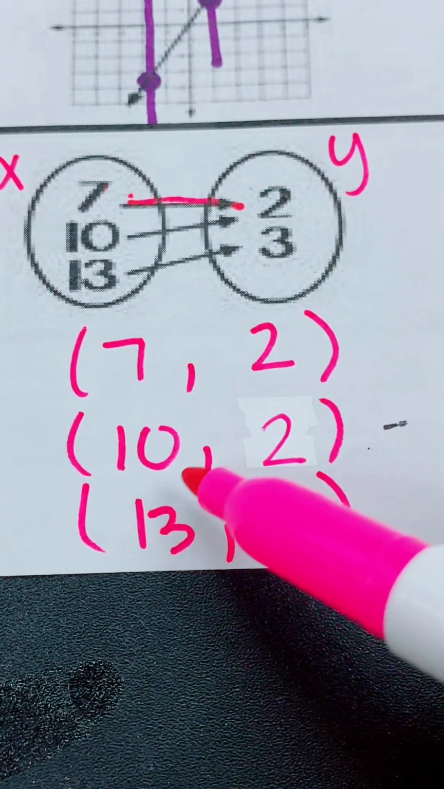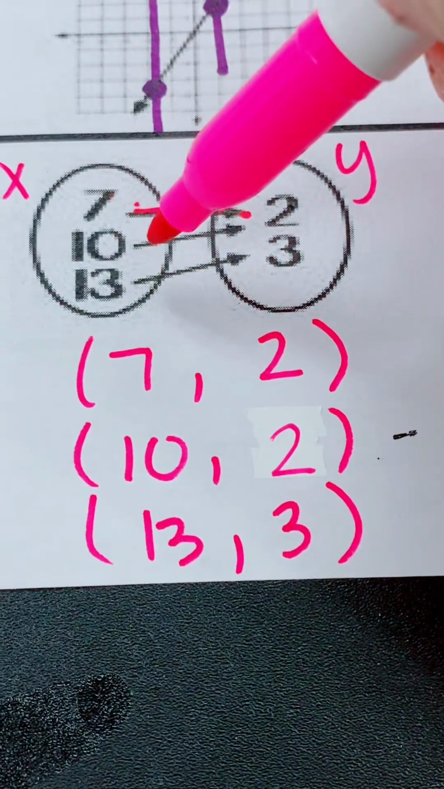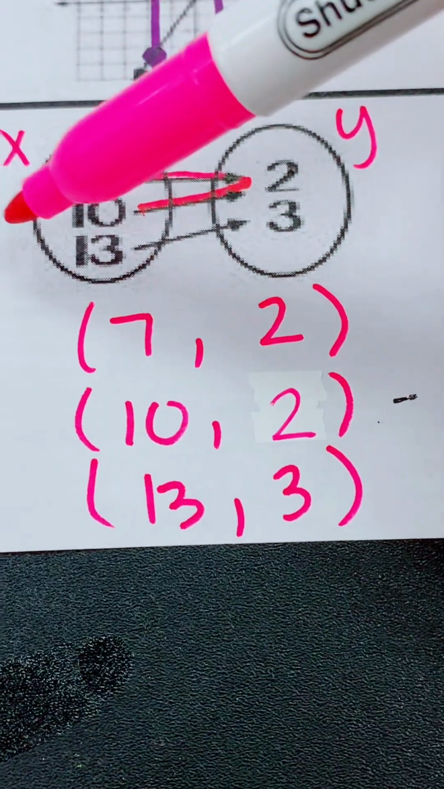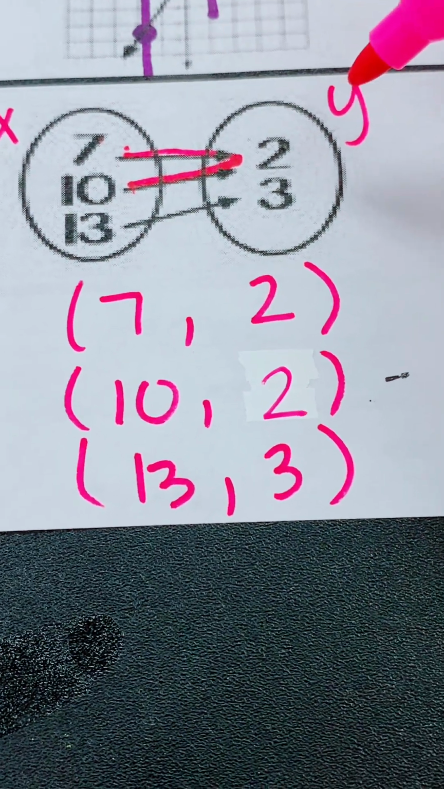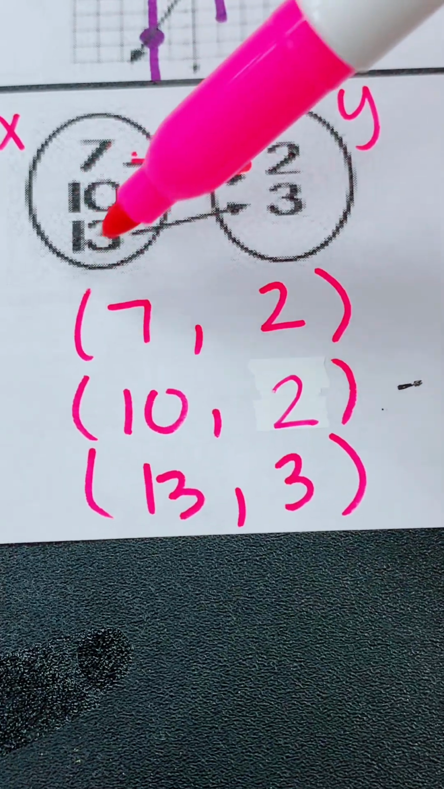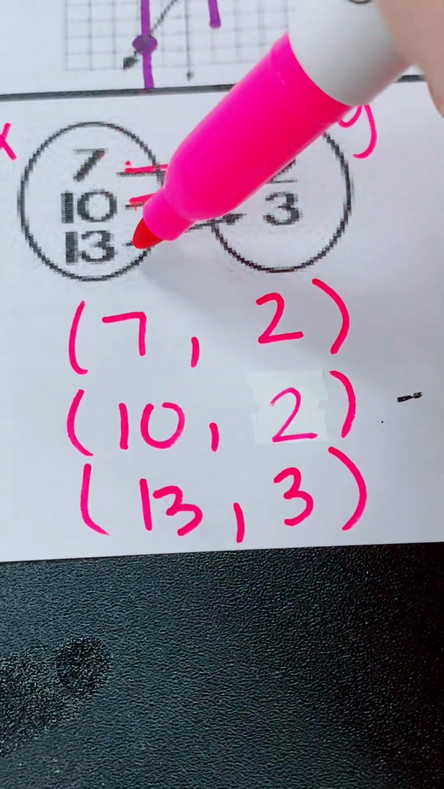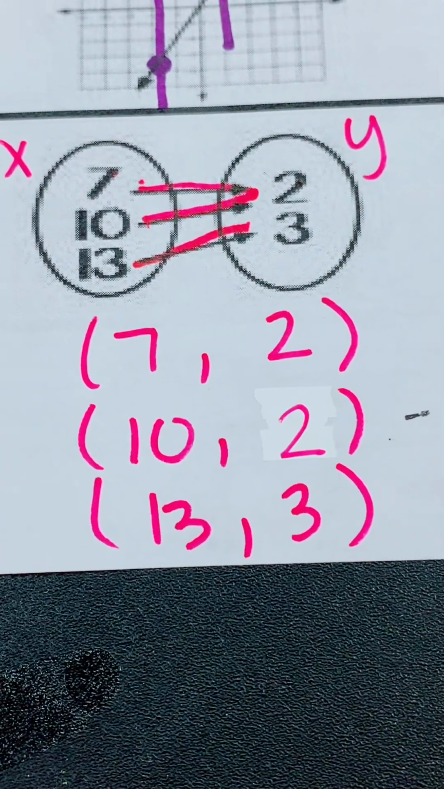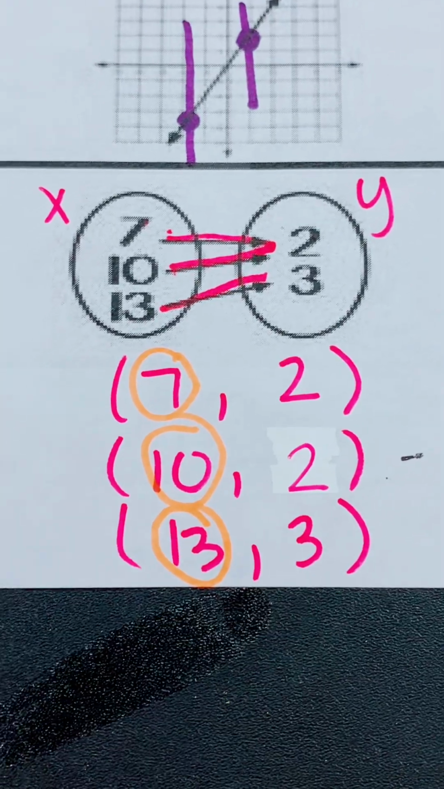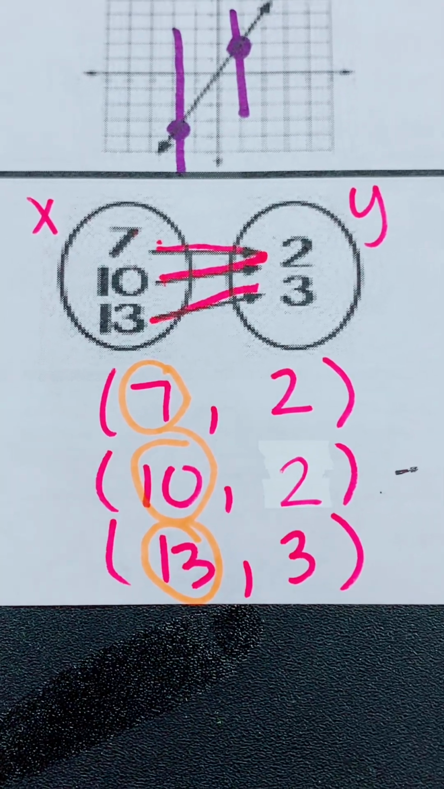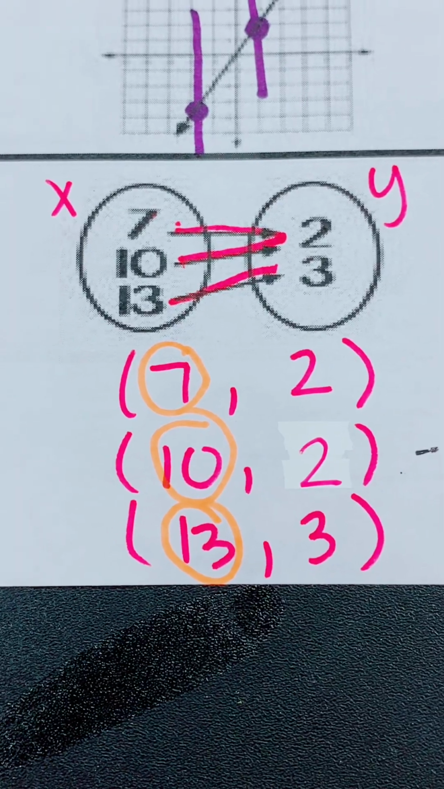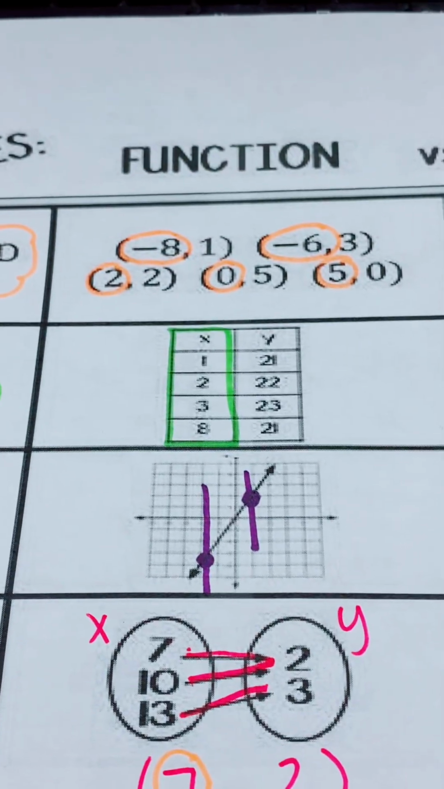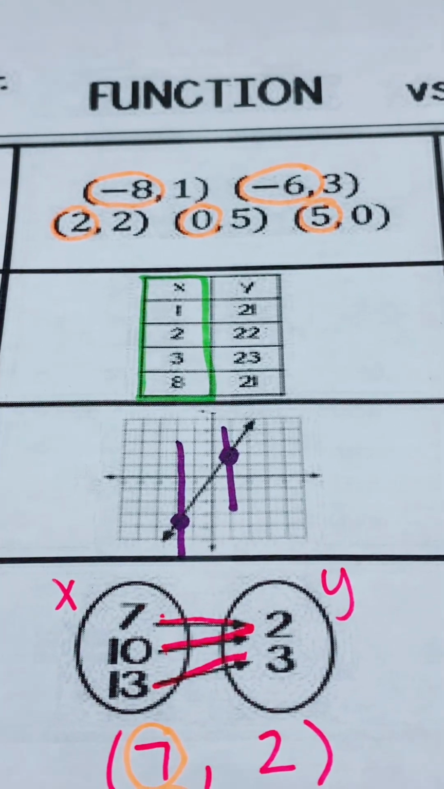The next one is 10, 2. The arrow is pointing at the 2, so my x is 10 and my y is 2. The next one is 13, 3. I start at 13 for my x and it's pointing at the 3 for my y. So now we have a list of ordered pairs. Well, as you can see, all of the x values are different, meaning it is a function.